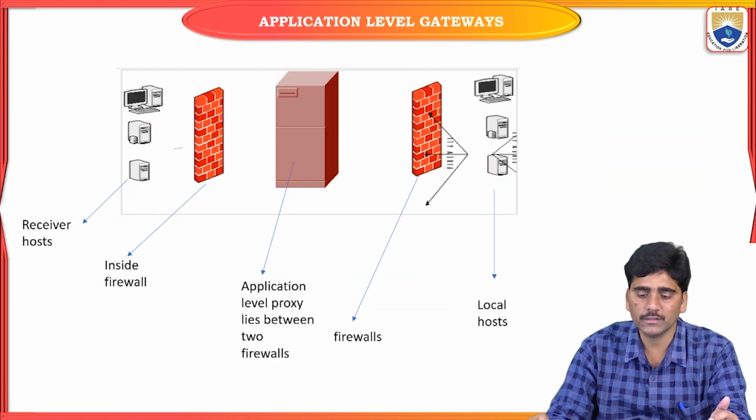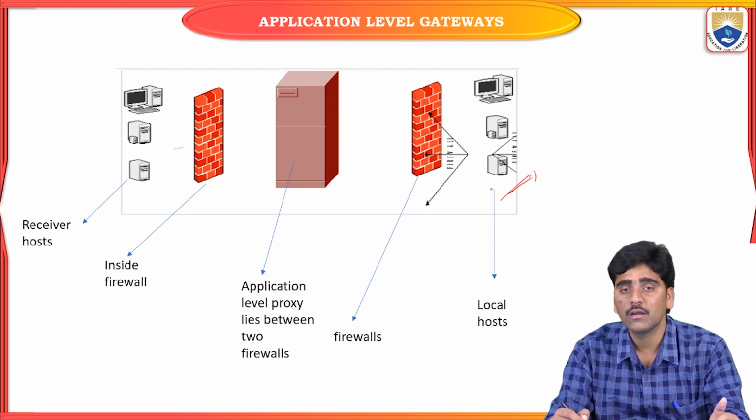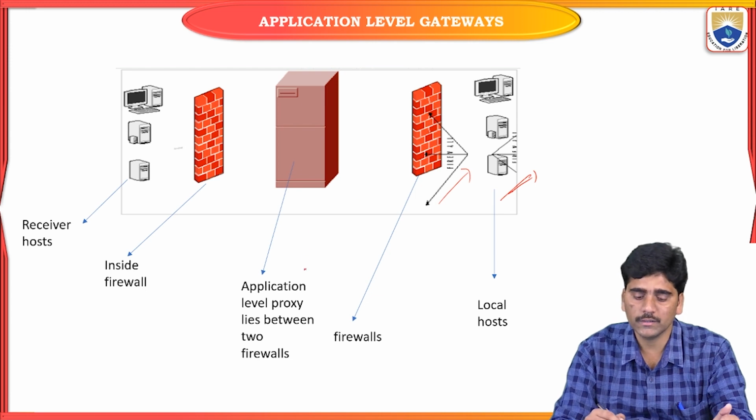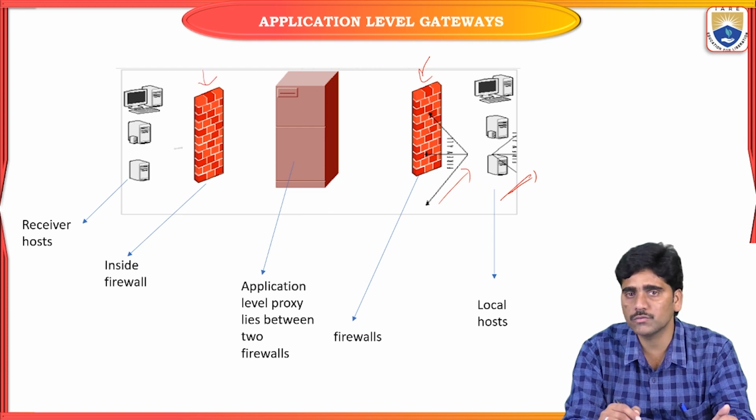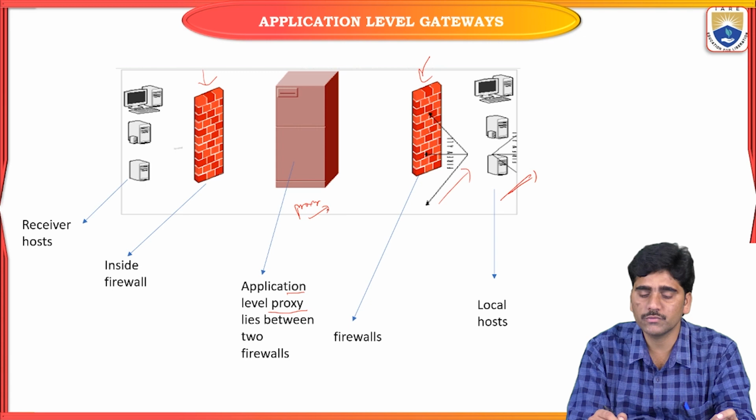Here you can understand this diagram. These are all the local hosts, and these are the firewalls. Here the application level proxy lies between two firewalls. This is one firewall security mechanism, and this is another. This is one application level proxy. A proxy maintains all the web caches of previously searched information, and it lies between two firewalls.